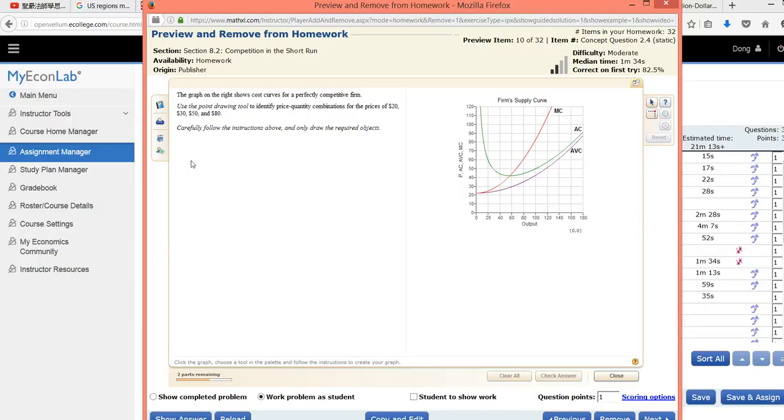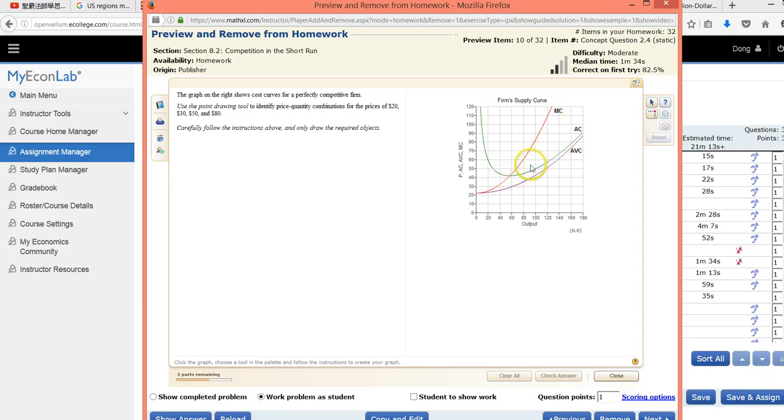This is question number 10 of homework 9 for chapter 8. The graph on the right shows cost curves for a perfectly competitive firm. Use the point drawing tool to identify price quantity combinations for the prices of $20, $30, $50, and $80.